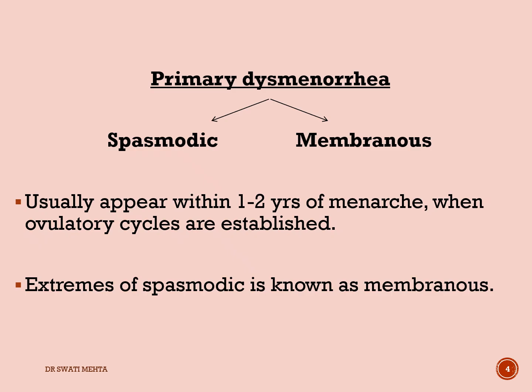Primary dysmenorrhea generally begins within 1 to 2 years after menarche, when ovulatory cycles become established. It may be classified into spasmodic and membranous forms. Spasmodic dysmenorrhea is characterized by severe cramping uterine pain. Membranous dysmenorrhea represents an extreme form where pieces of endometrial tissue may be expelled as a cast, causing intense pain. The condition is more common in young unmarried women and often improves after childbirth.